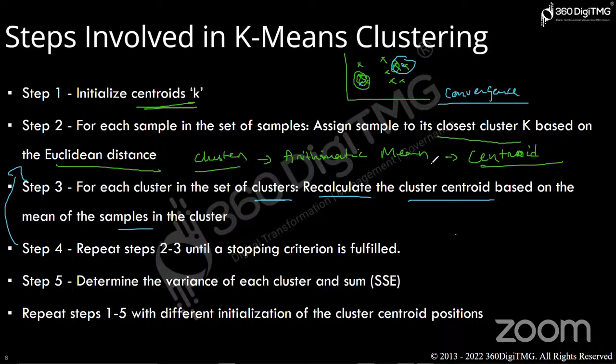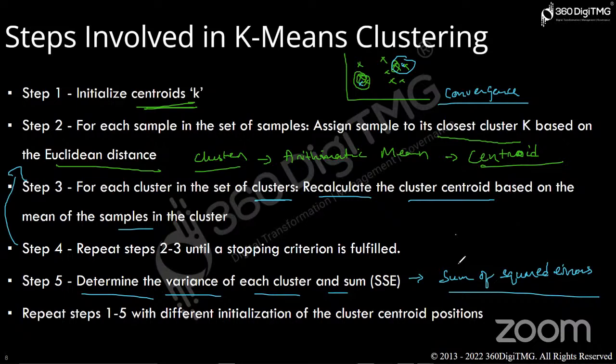Okay, so we'll be talking about this. What are the criteria of convergence also? Here we'll have to determine the variance of each cluster and sum them. This sum of the variance of each cluster is known as the sum of squared errors. This sum of squared errors is the cost function we need to minimize.